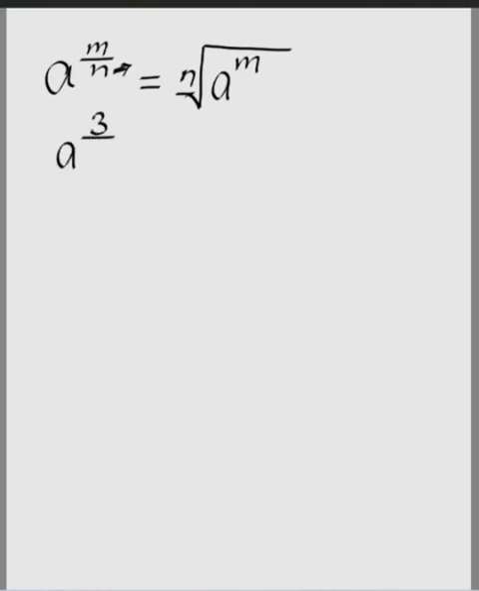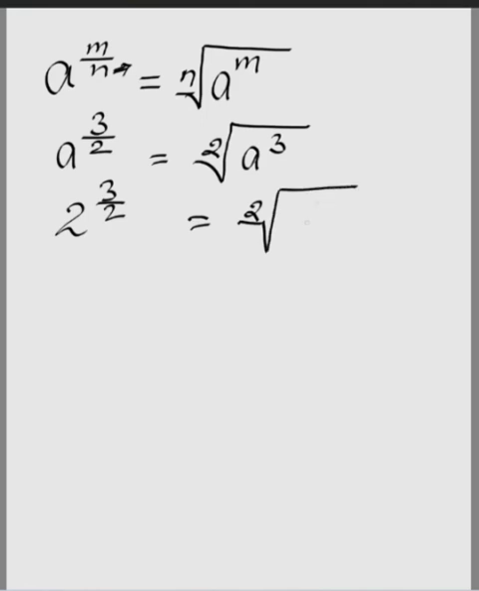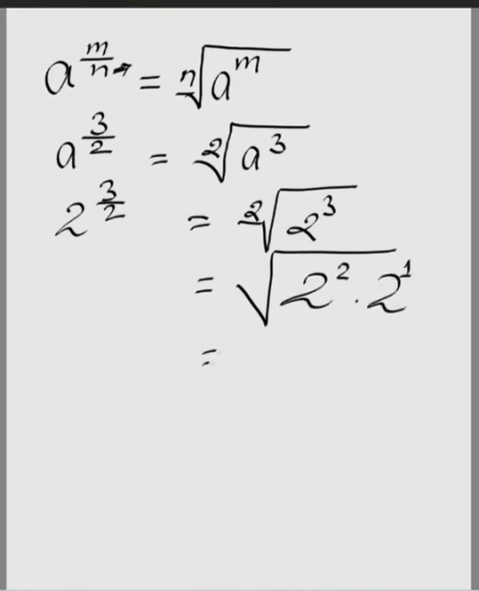The next formula is a power m by n. In this case, the denominator which is present here goes as the root, and we write a power m as the same, but this n goes as the root. For example, 2 power 3 by 2. Then we'll write root 2 power 3, or 2 power 2 into 2 power 1. This is square and this is 2. It goes this way.